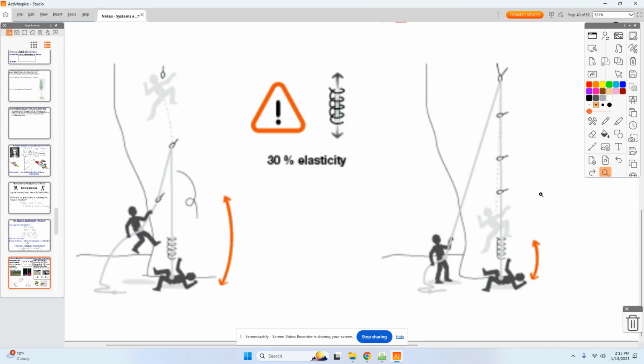But the ropes that they use often have a little bit of give to them. Has that been your experience, that they have a little stretch to them? So what I'd like to do is show you the importance of that stretch as far as making the amount of force smaller.